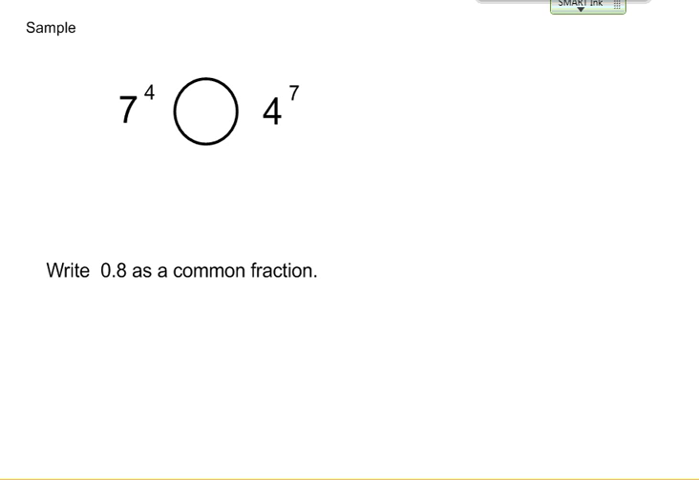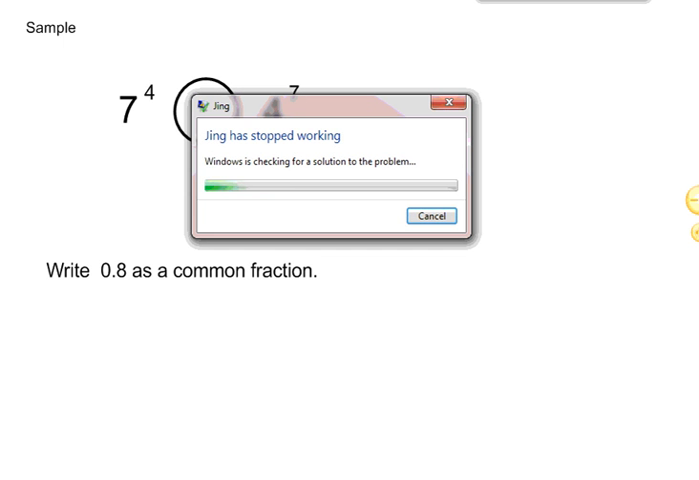All right, here are some sample problems as you work with exponents and that review of common fractions. That's lesson 73.